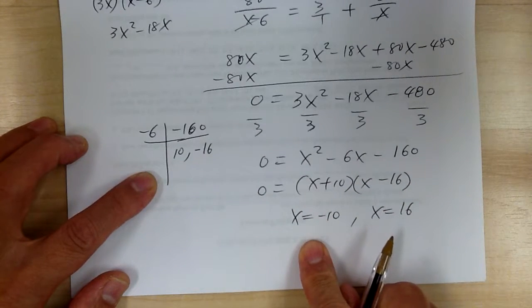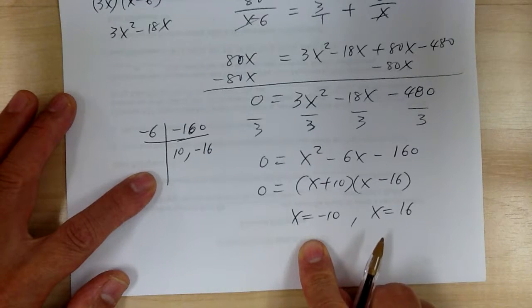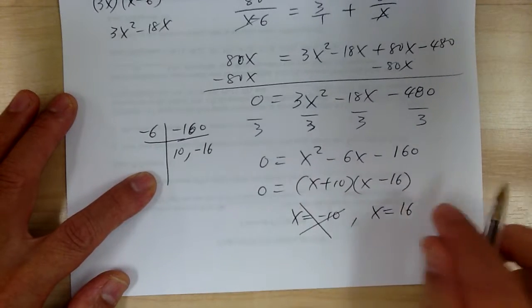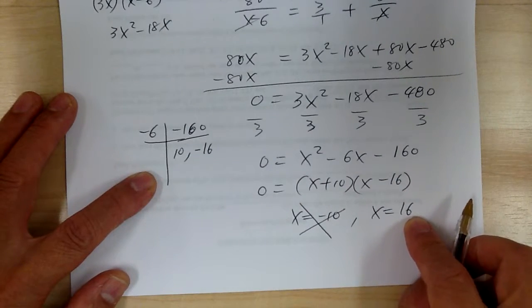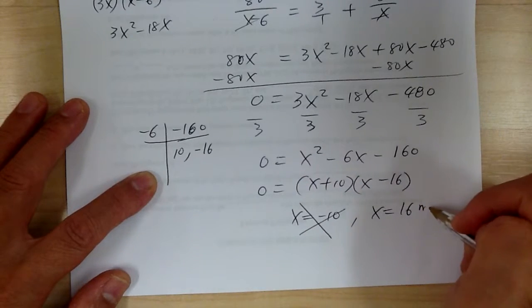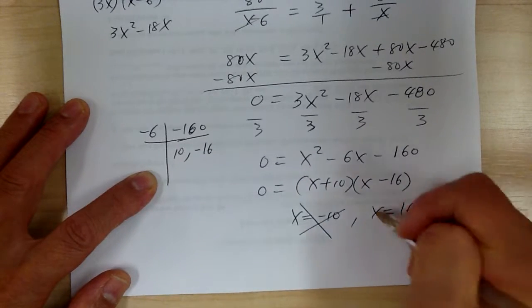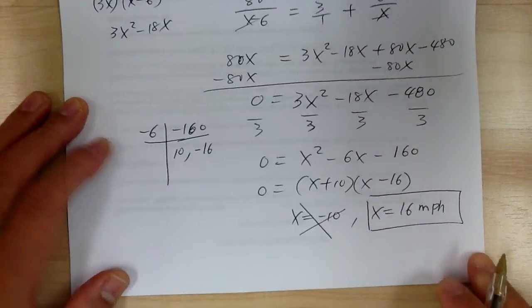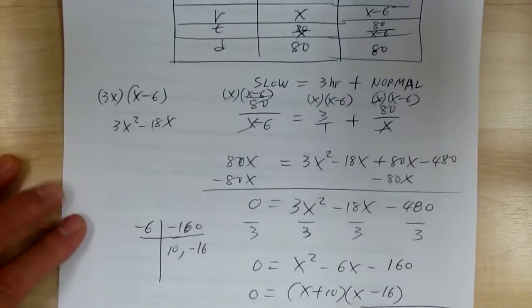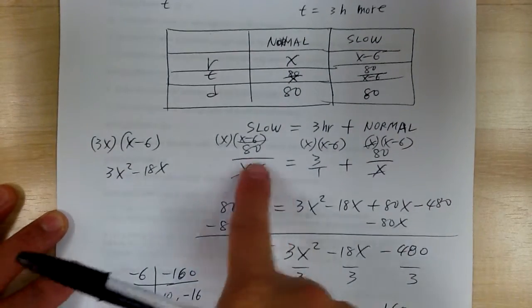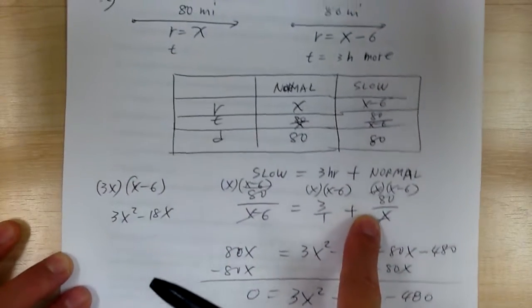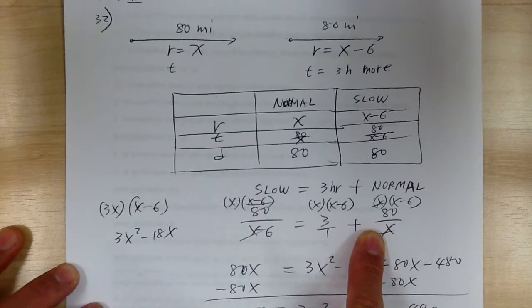Now, negative is no good, right? Because you don't want to have a negative speed. Okay, so x equal to 16, and check, and that's it. So 16 miles per hour, and that's your answer. Okay, so the key is learn how to write this equation right over here. That's the key to this kind of problem.